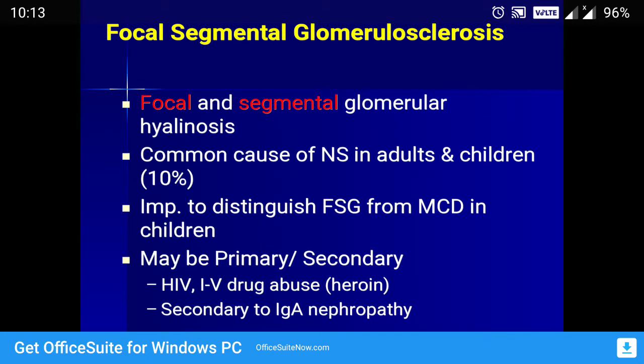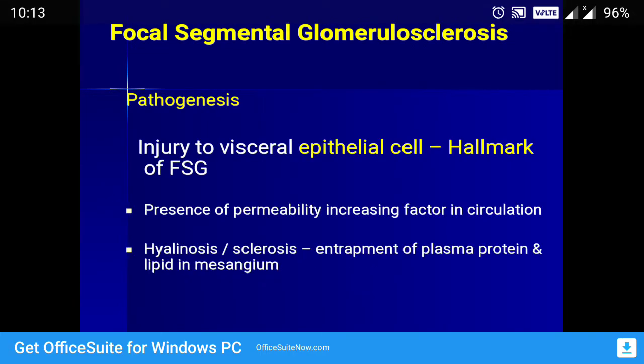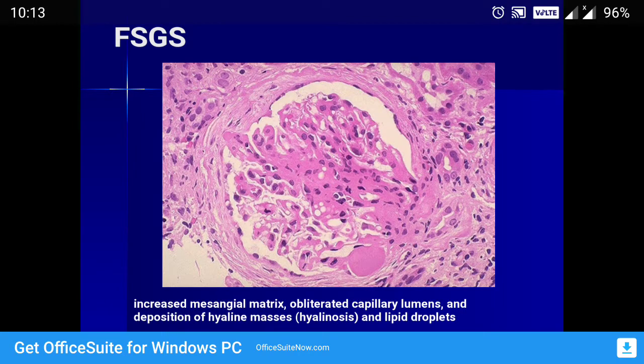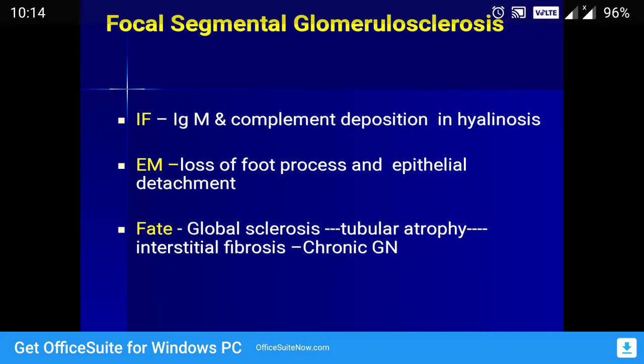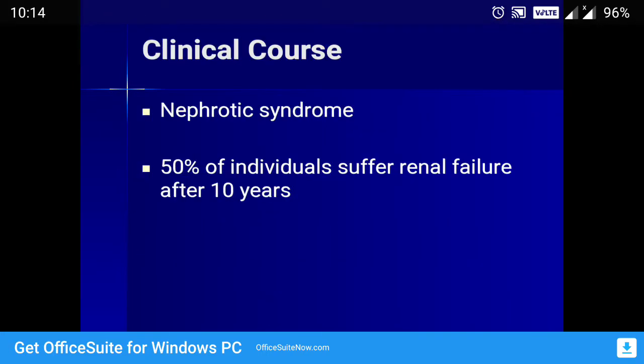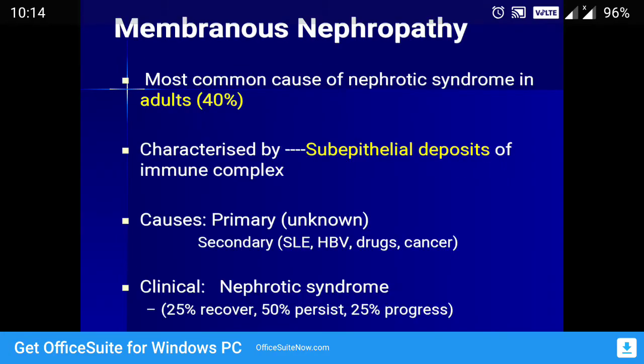Next type is focal segmental glomerulosclerosis. As the name tells you, there is focal sclerosis of the glomerulus. You can see in the center of the glomerulus there is a pink colored area. That is due to sclerosis or hyalinization. So that's why it is called focal segmental glomerulosclerosis. Again here the patient presents with nephrotic syndrome.